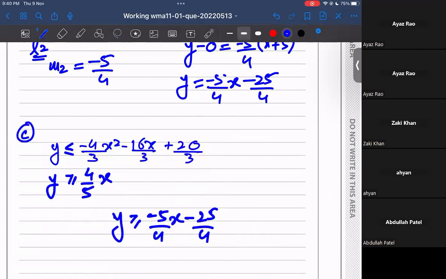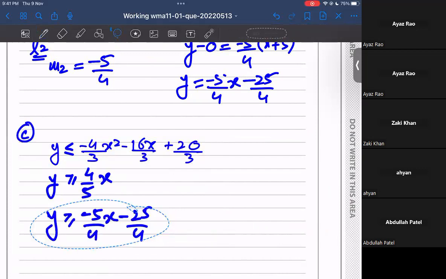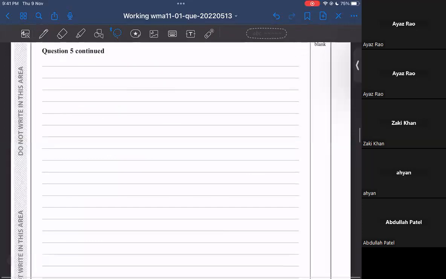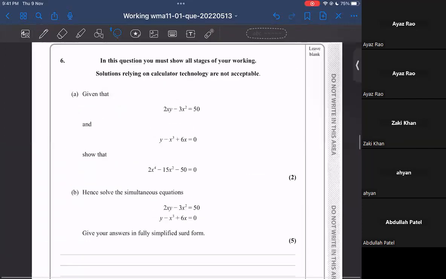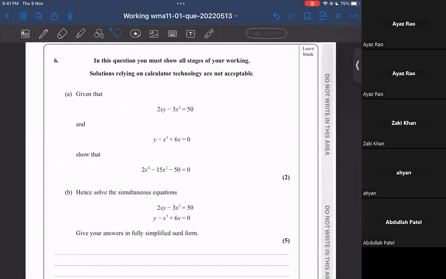Part C. ठीक है जी. End of the question. Now we have question number 6 here. In question number 6, they are giving you the equation 2. In this question you must show all the stages of working, solution relying on calculator technology is not acceptable. They are saying 2xy minus x square equals to 50.